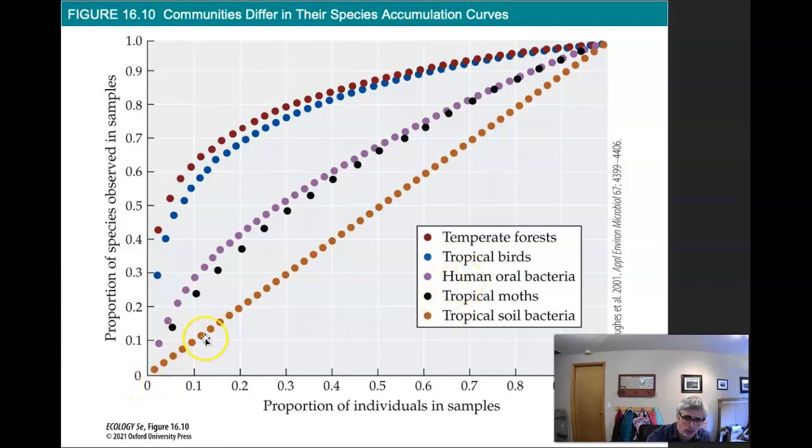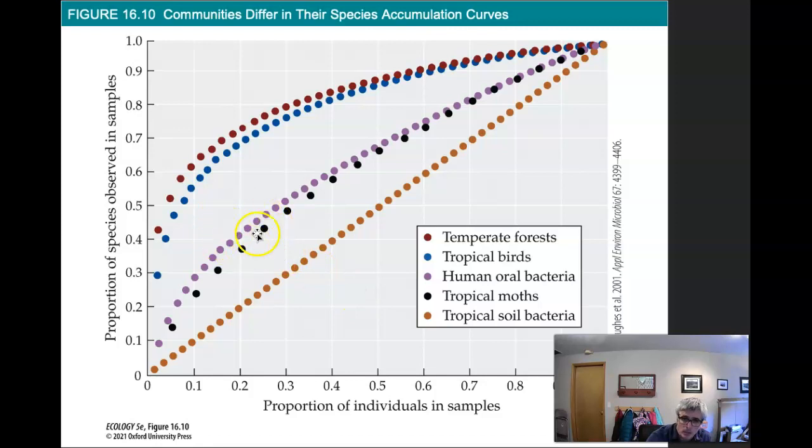Tropical soil bacteria is this line here. For every unit effort, they got more species. Particularly when you're looking at microbes or bacteria, generally the more you sequence, the more you find. There are so many different types of soil bacteria that they haven't even started to slow down in the number of species they find. So every sample has the same number of new species.